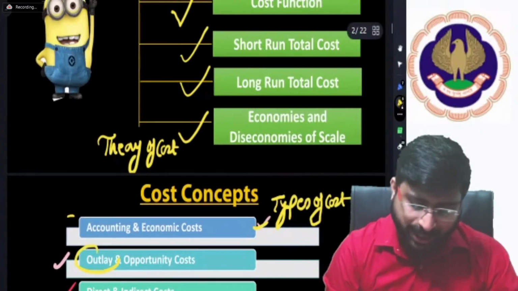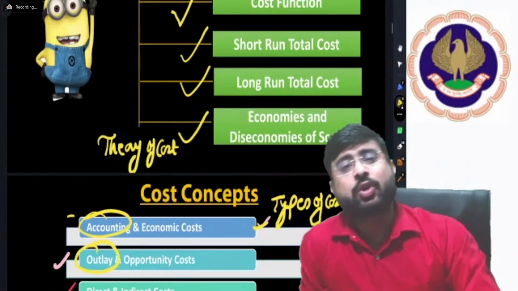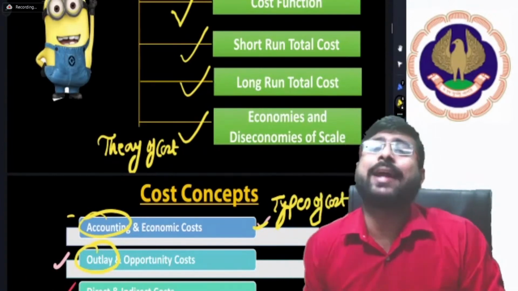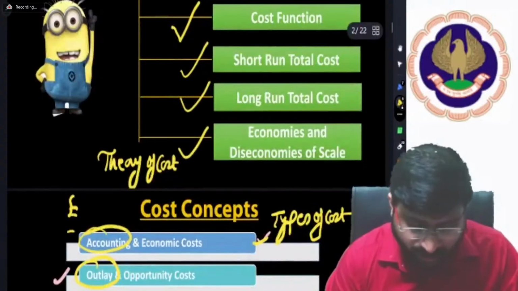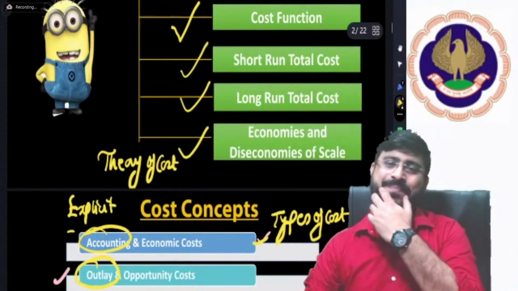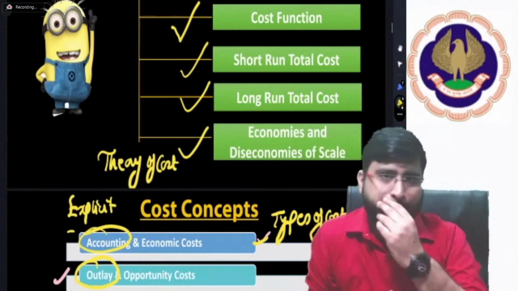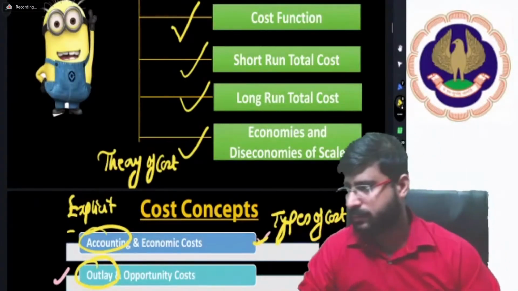So you are telling outlay cost and accounting cost are the same. Yes. These are the costs that result in actual cash outflow. They are also called explicit cost. Write down the word. Explicit cost, accounting cost, and outlay cost are all the same. They result in actual cash outflow.